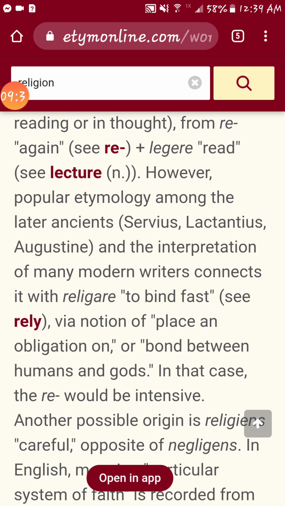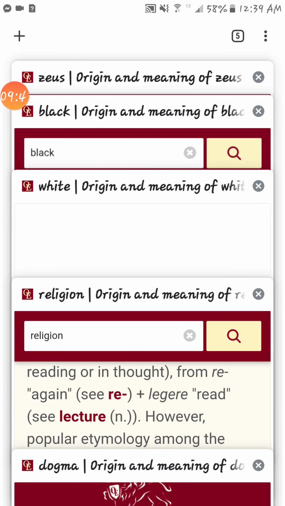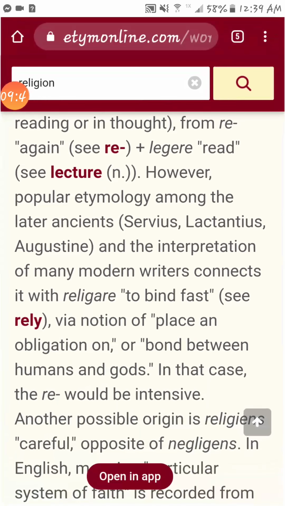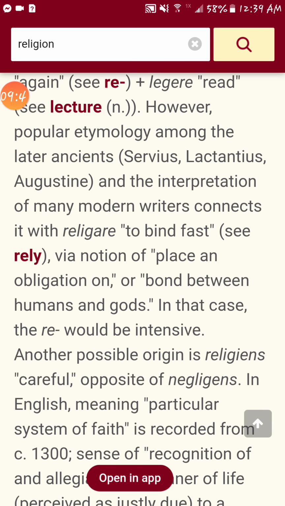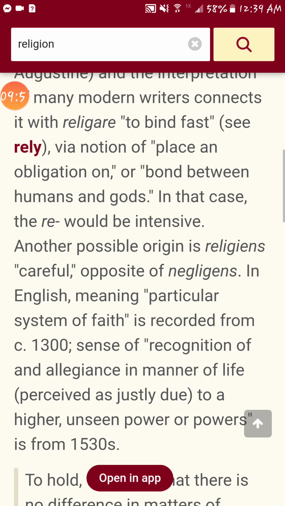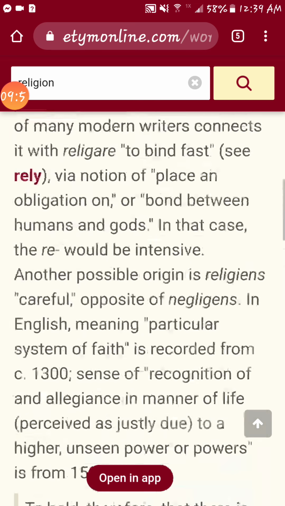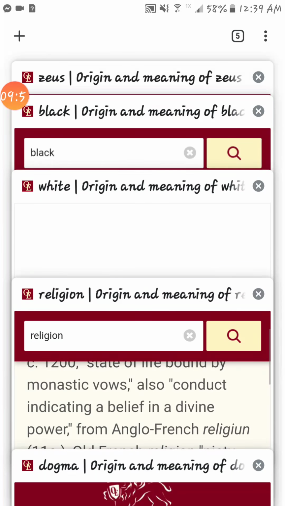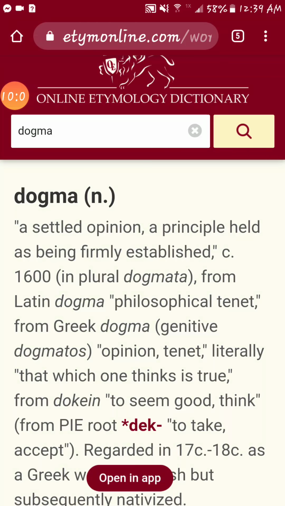Okay, now what people are given is dogma. You may have heard that word before. Dogma. People aren't given religion. Remember, religion places an obligation, a bond between humans and gods. I'll let y'all read all the rest of this on your own time. So let's go to dogma. Alright. This is what you're given. All that original that you think you know, this is what you're actually given.